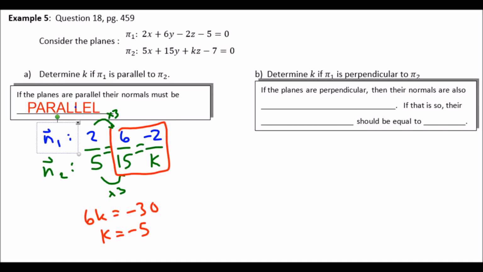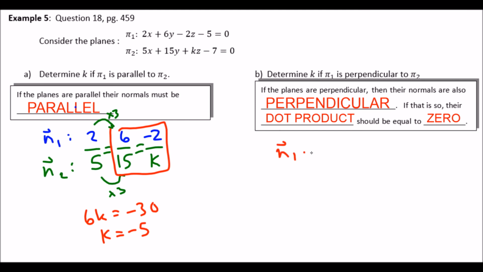All right, last one. Determine K if plane 1 is perpendicular to plane 2. If the planes are perpendicular, the normals must be perpendicular or orthogonal. If that is so, their dot product must be equal to 0. So here we go. I am going to dot the normal of plane 1 with the normal of plane 2, and set this equal to 0.